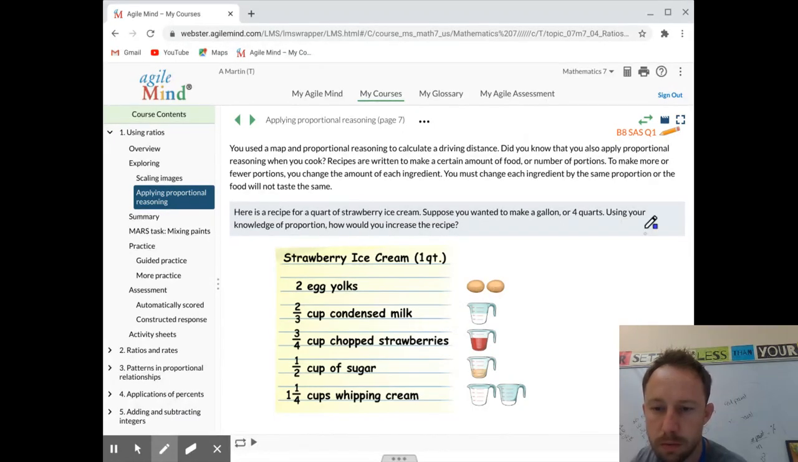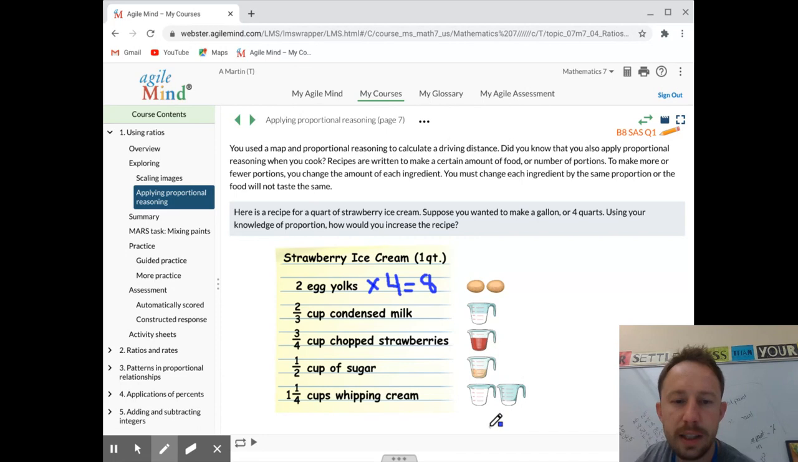I would multiply it. By what? 4. Perfect. So what is 2 times 4, guys? 8. Good. So we're going to have 8 eggs. All right. Jacaden, what are we going to do for 2/3? 2/3 times 4. Perfect. So we'll do that.